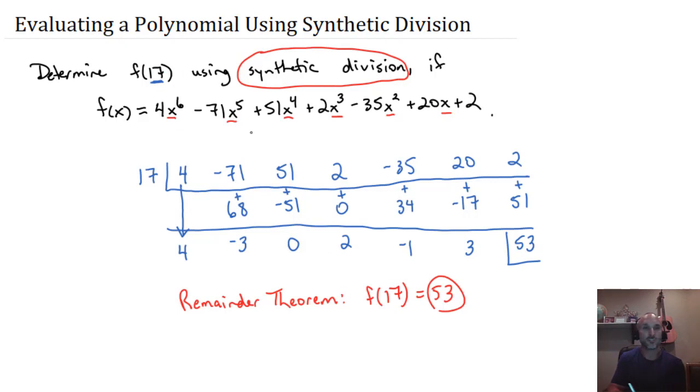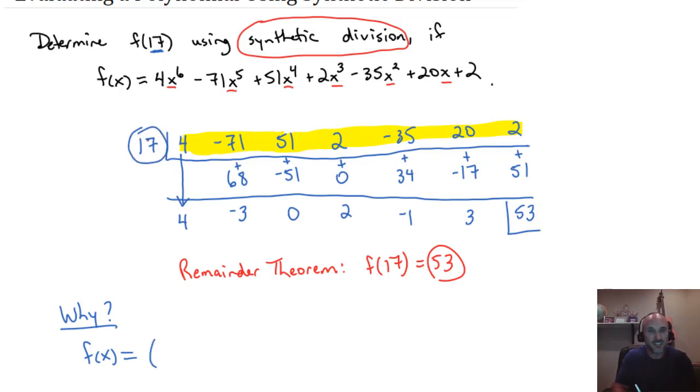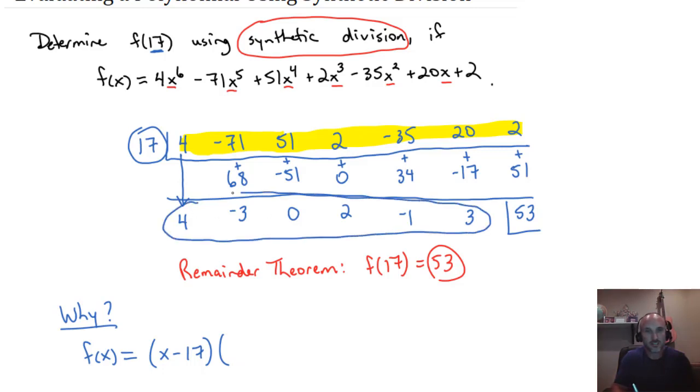Okay, now why does this work? Why does this work? So let's look at what our synthetic division is telling us. So this is the why. Well, if we look at f of x, the original polynomial, f of x is the dividend, okay? We know the synthetic division tells us that, well, if I want to break that dividend down, I could take my divisor, which is x minus 17. Remember, this positive 17 represents x minus 17 times our quotient, which is right here.